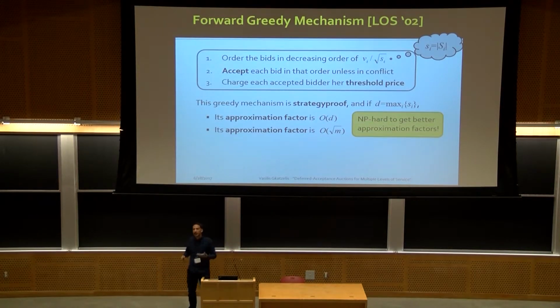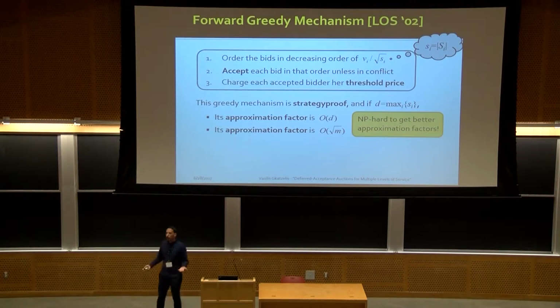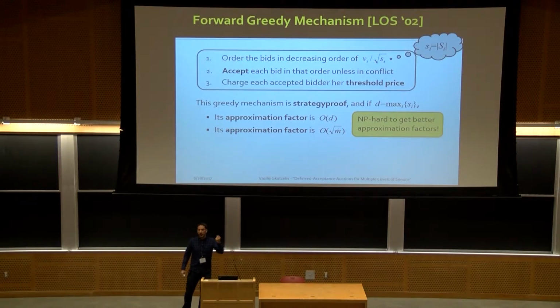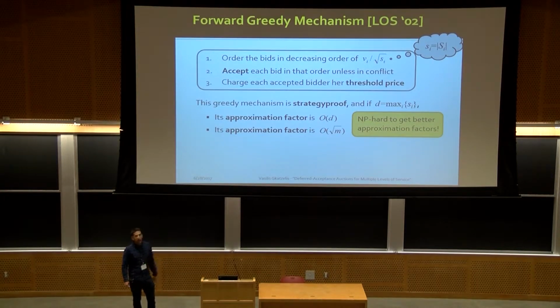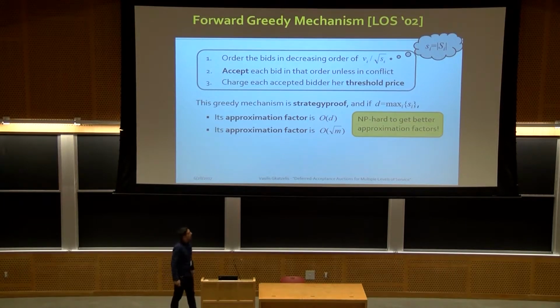If you want a polytime mechanism, you couldn't hope for much better than that. So essentially, this is the best approximation algorithm that you can get, and you get truthfulness for free, right? So that was the greatest. It was one of the first, if not the first, algorithmic mechanism design paper by Lehmann, O'Callaghan, and Shoham.